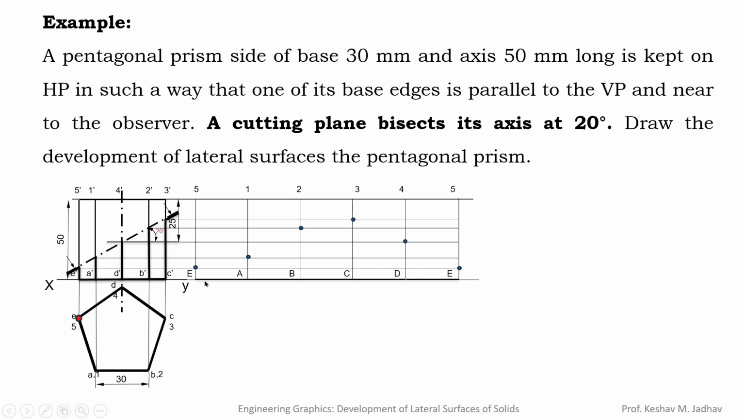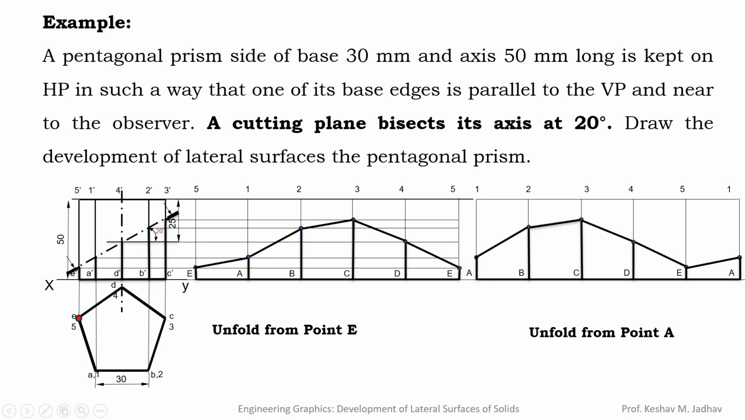So in this way we can get all points. Now we will join these points like this. Also we can draw the lines for the corner edges and this base edge like this. So this is the development of lateral surfaces when unfolding point is E, and this we will get when we are unfolding from point A. So shape will be slightly different.